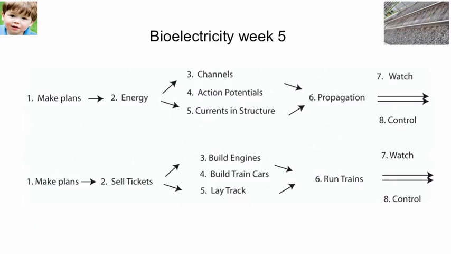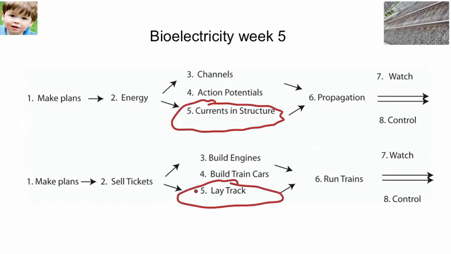We're going to talk this week about currents in the structure. By analogy, we are talking about the track on which the train runs. Please keep in mind as you think about this topic that this is one of the 3 topics, 3, 4, 5, that could be taken in any order. So topic number 5 is independent of topics 3 and topic 4.